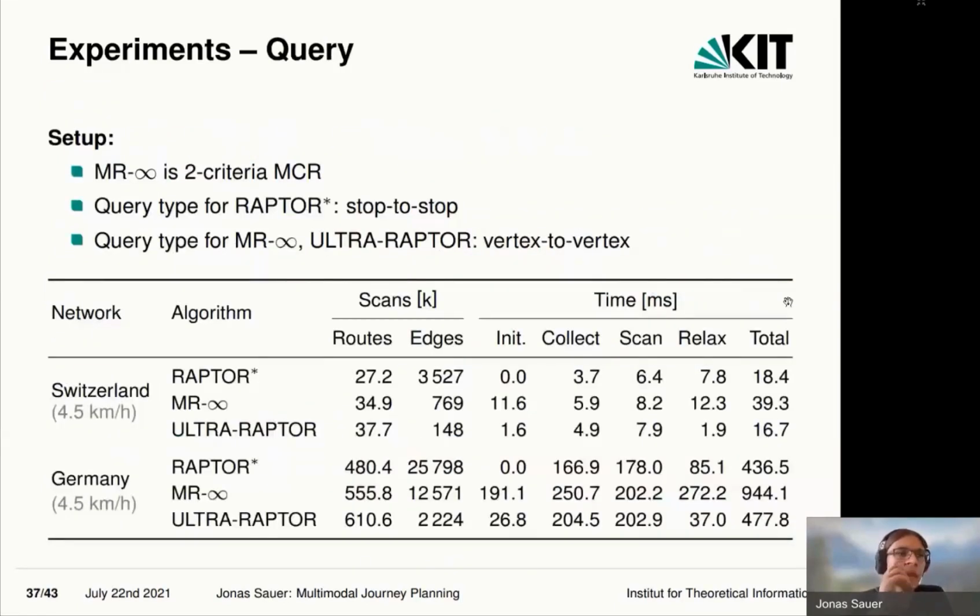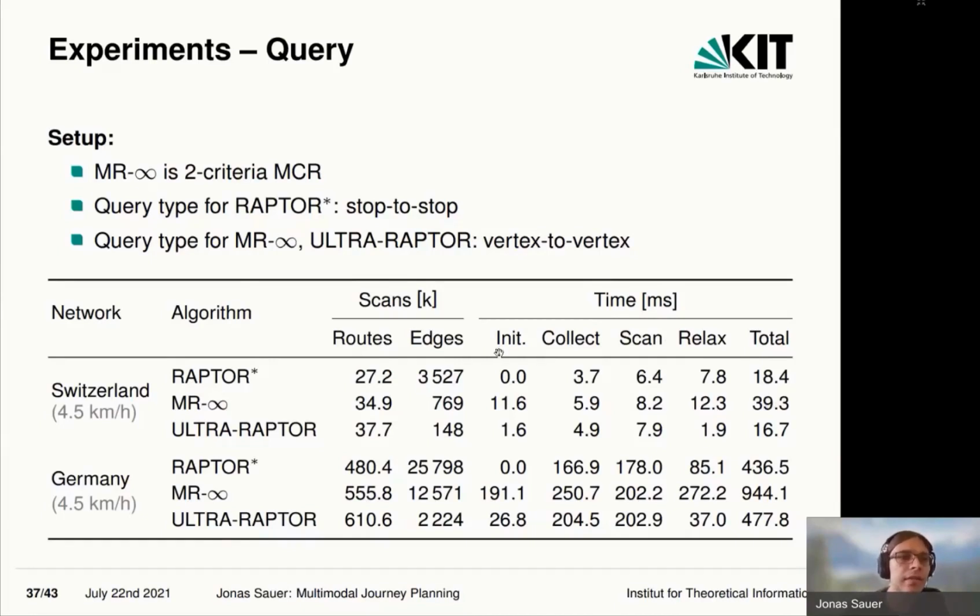All right, now for query performance, ULTRA can be combined with any public transit algorithm, and the one I'd like to show you is the combination with RAPTOR, which, again, I'm very sorry, is called ULTRA-RAPTOR. And we compare ULTRA-RAPTOR to MR-Infinity, which is the fastest approach that existed before, and we see that the overall query time is reduced by about a factor of 2 on both networks.